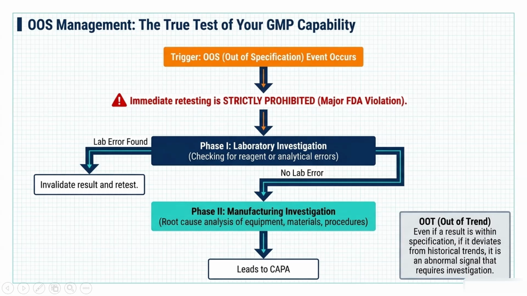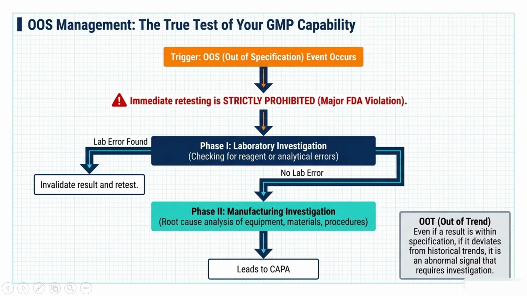continued process verification, or CPV, which involves continuous monitoring and statistical analysis during commercial production to drive constant improvement. Slide 10. OOS Management, the true test of your GMP capability. How you handle an anomaly is the true test of your GMP capability. When an OOS, out-of-specification, event occurs, immediate retesting until you pass is strictly prohibited. This is a major FDA violation.